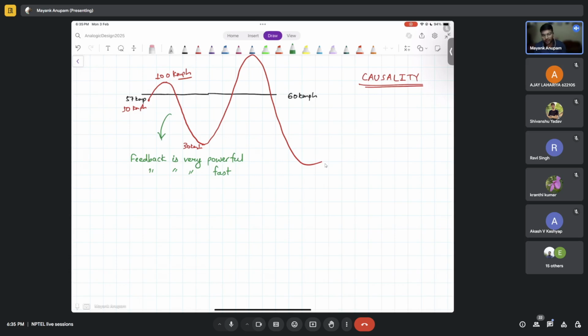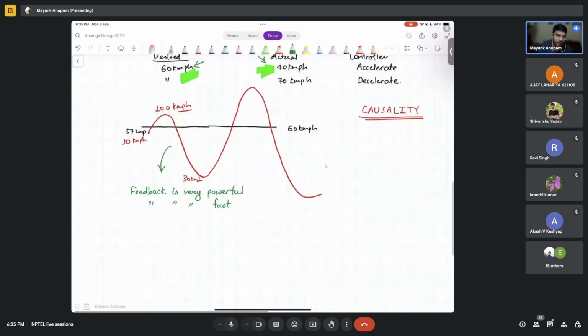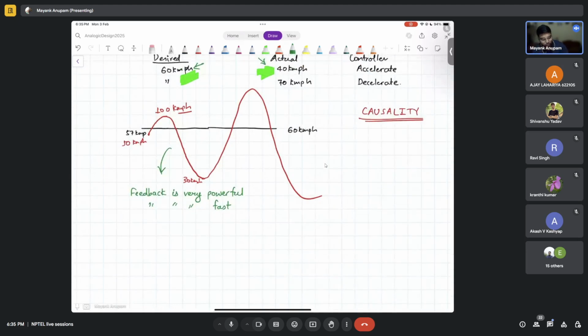For this particular delay, the loop is very fast, right? It turns out that for the delay in the system, the loop is very powerful and very fast, and that is why, before the loop could really understand what is actually happening, the system has already taken the action, right? So you understand what I'm trying to motivate here.